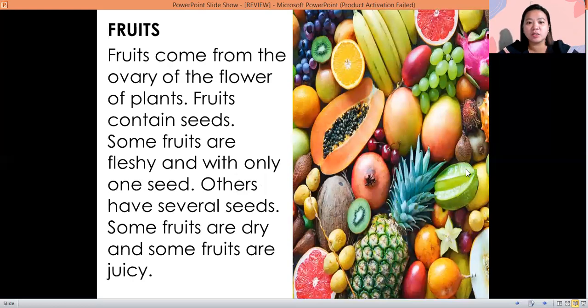Let's proceed with our fruits. Fruits come from the ovary of the flower of plants, and fruits are the ones that contain seeds. Some fruits are fleshy and with only one seed, but others have several seeds.